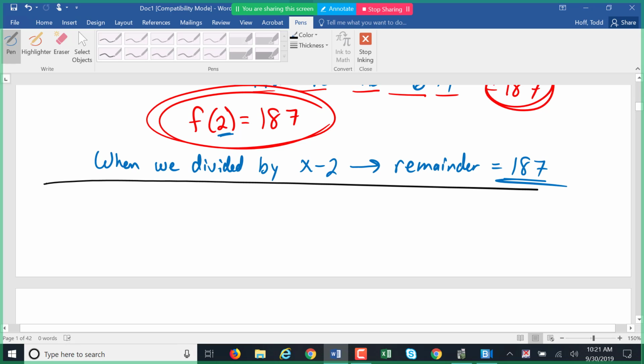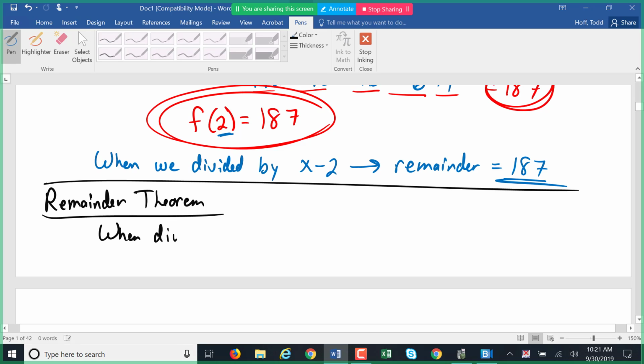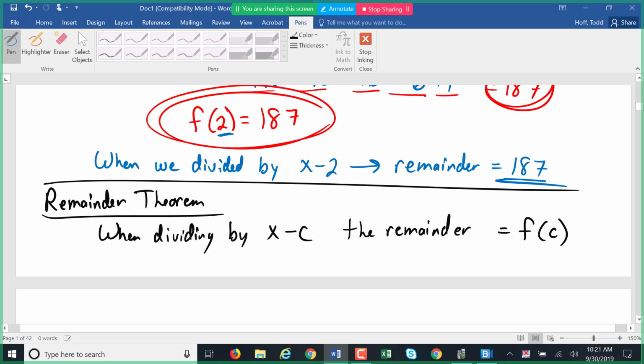That is our remainder theorem. So when dividing by x minus c, the remainder will equal f of c.